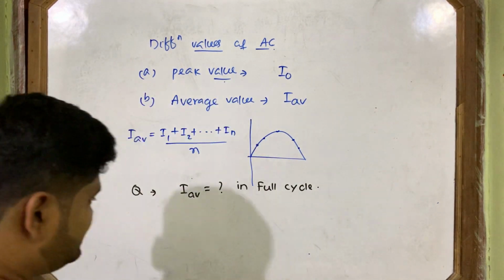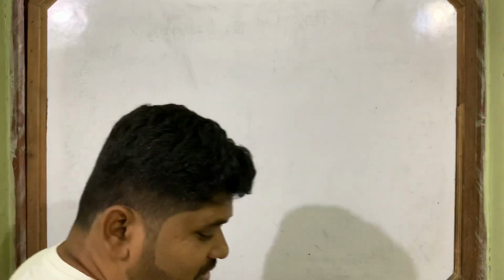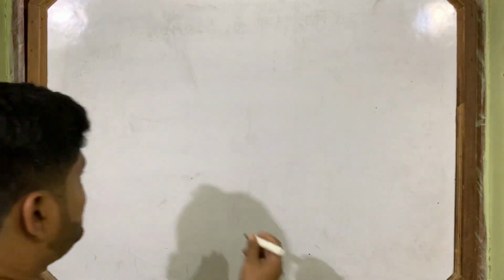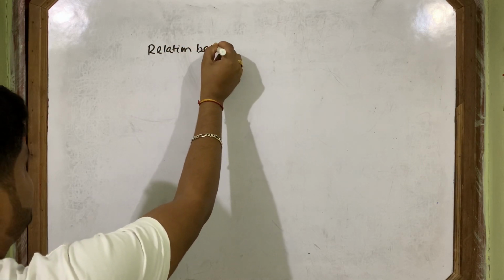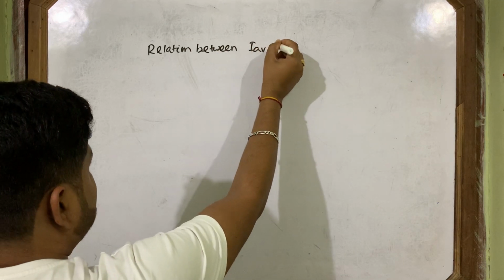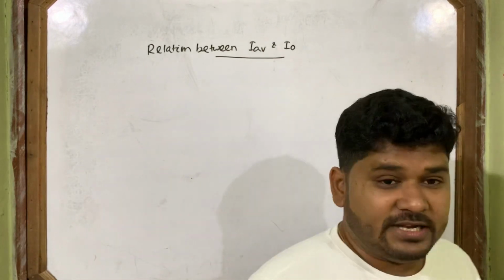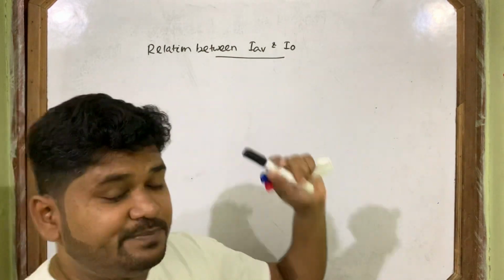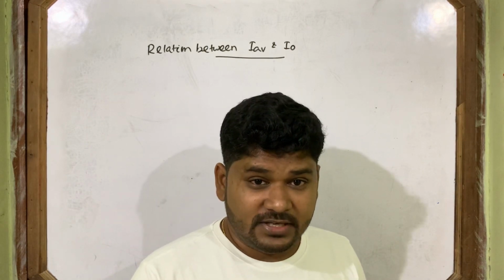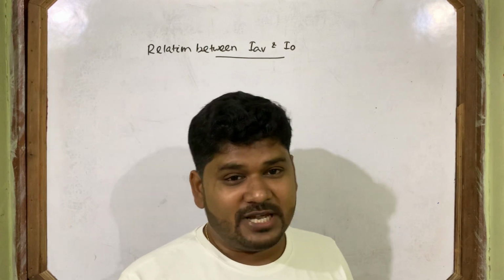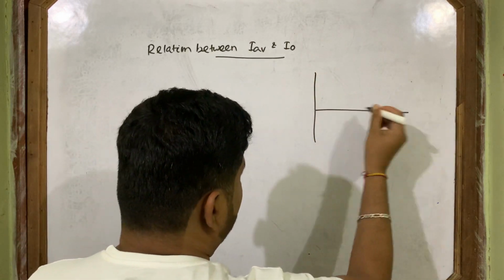Okay, so now let's find the average value in a half cycle. It is a small derivation, the relation between I average and I naught, that is, average value and peak value. And average value always means per half cycle, not per full cycle. So now let's find the average value for a half cycle of alternating current.